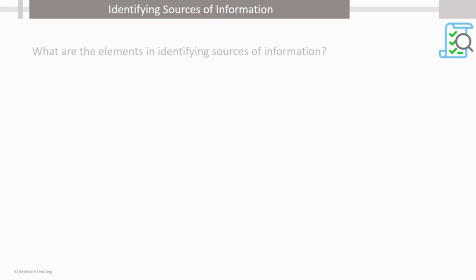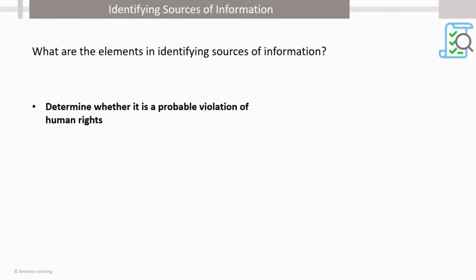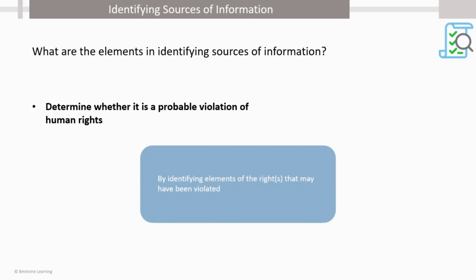In the process of identification of sources, you need to, based on initial facts, determine whether it could involve a probable violation of human rights or not. So you need to identify the elements of the rights that may have been violated.